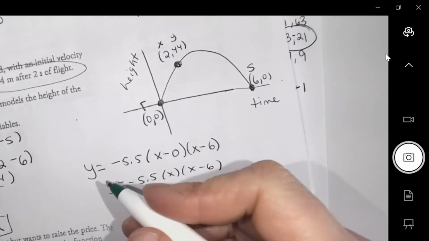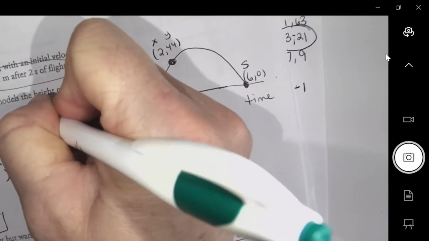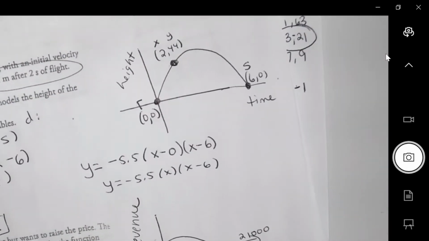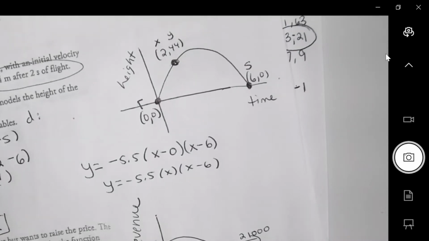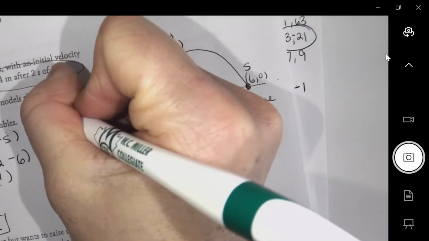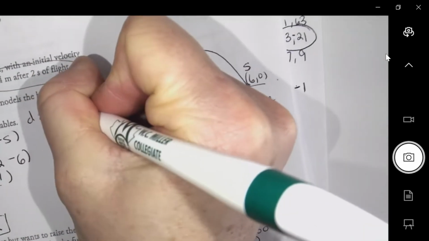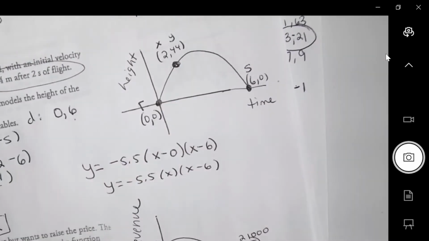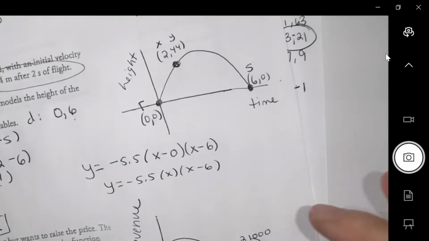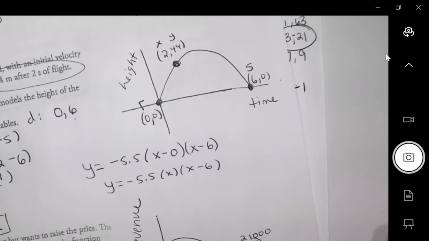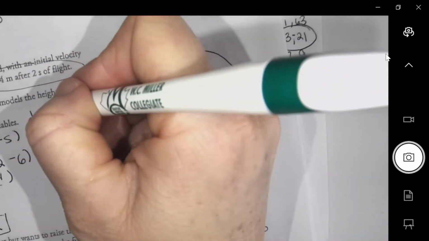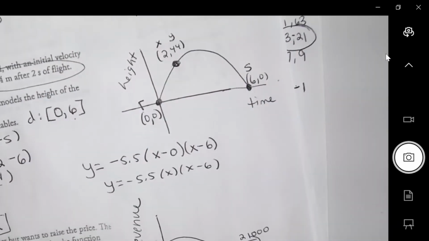Okay, the question says, what is the domain? So the time. What does the time start at? What does the time end at? Starts at 0, goes to 6 seconds. Can I be exactly there with square brackets or approximately there with round brackets? Exactly at that time.